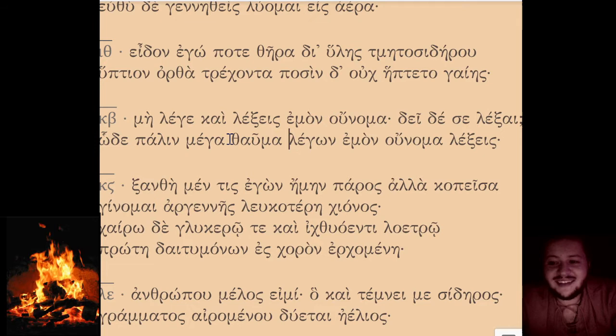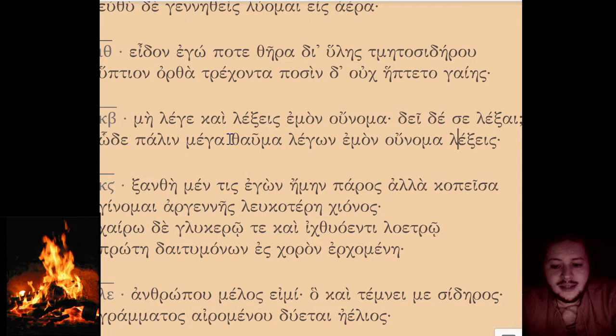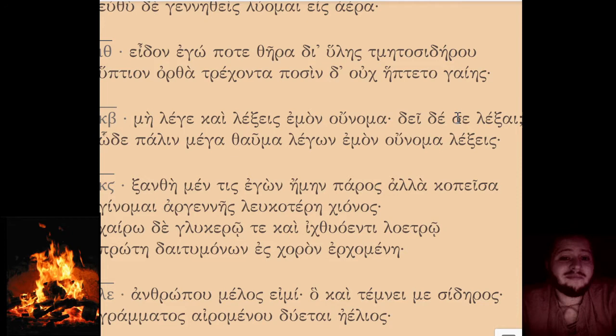Thank you, chat. We have again this root for speak here, legon, and here it is the participle speaking. And then emon unoma, again, my name, lexis, you will speak. We had lexis before. So, let me read the couplet in early medieval Greek, and then the translation that we just did one more time. Mi lege ke lexis emon unoma, vive se lexe, o de palin mega thauma, legon emon unoma lexis. Do not speak, and you will speak my name. But did you have to have spoken?